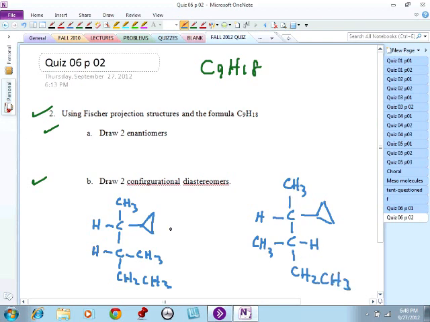Okay, so everybody should be able to do this. This compound, if we call it A and we call this B, A and B will be configurational diastereomers. Yes. So it doesn't matter. Okay. Now let us go to today's discussion.